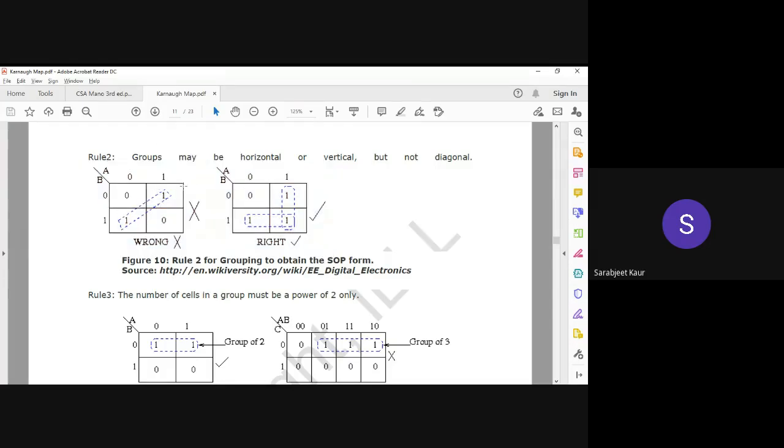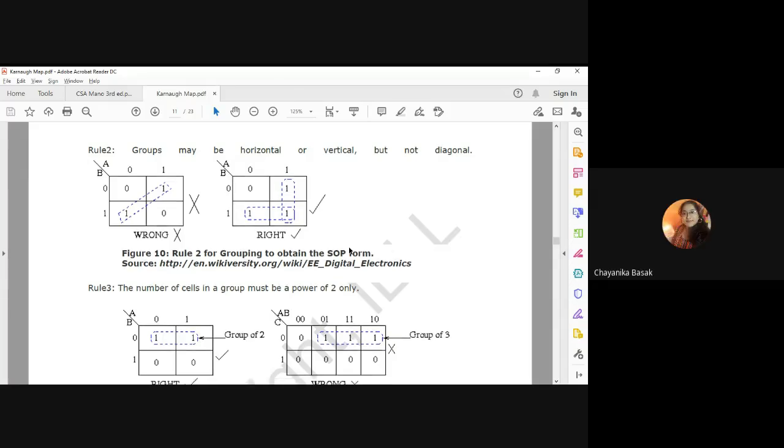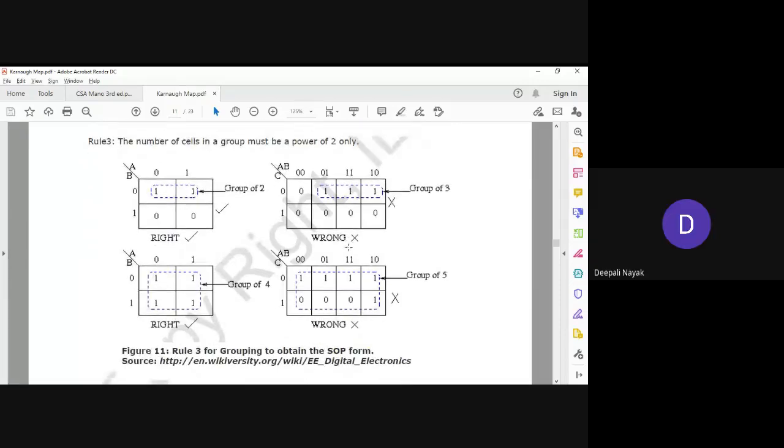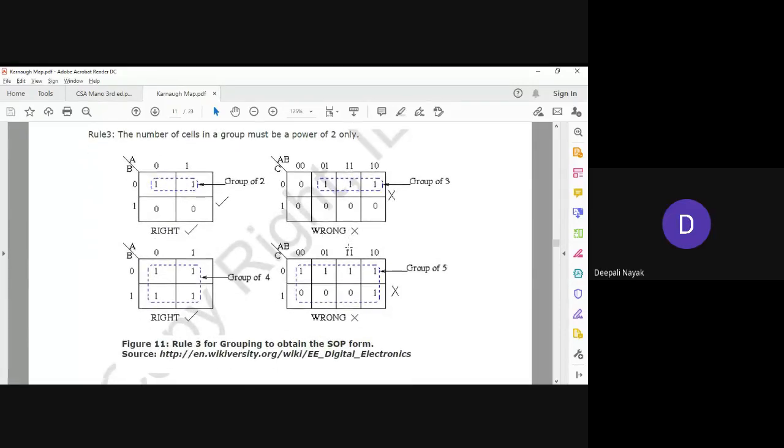So we cannot group diagonally. The only kind of groupings that are allowed are horizontal and vertical. Is this clear up till now? Yes, ma'am. Okay, next. Rule number 3. The number of cells in a group must be a power of 2 only.